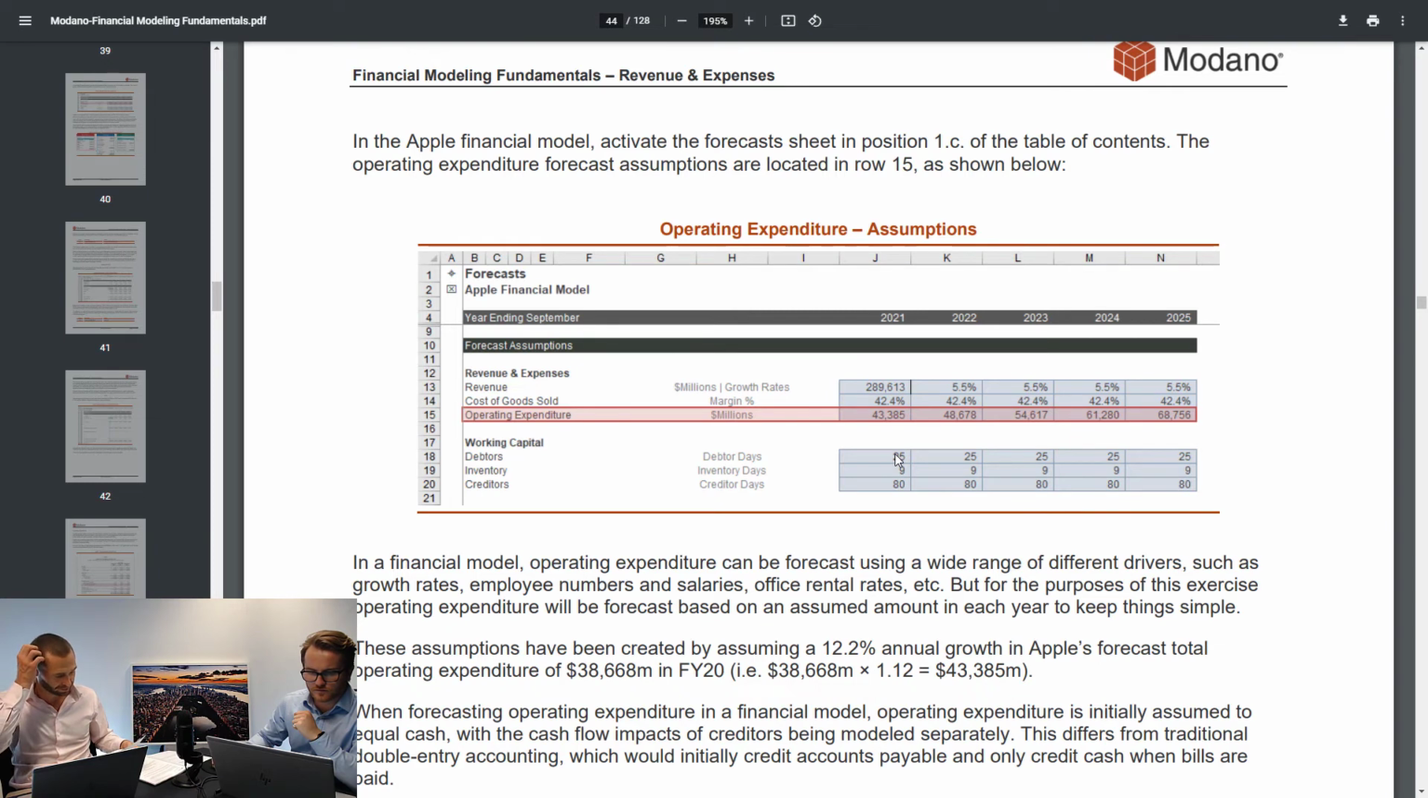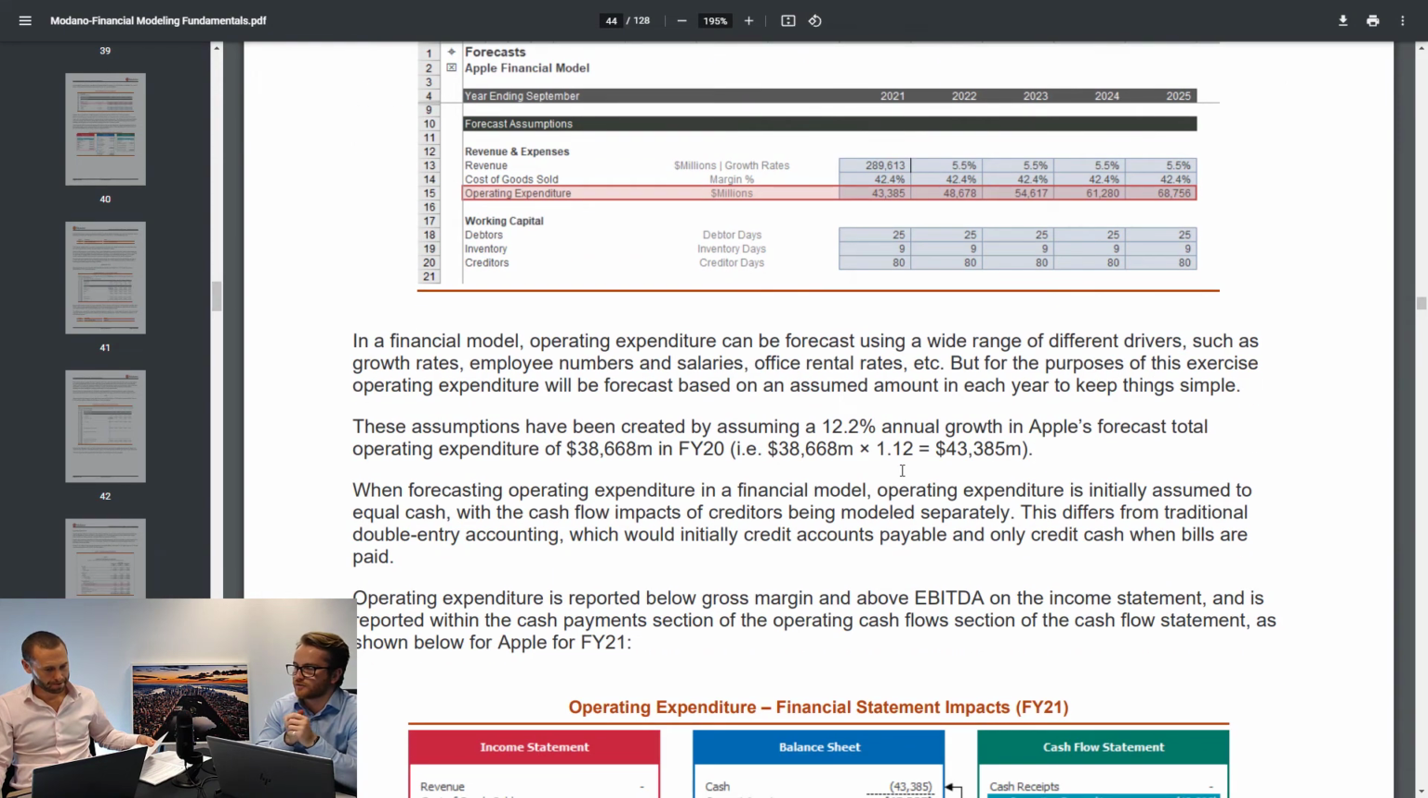I think what we've actually done, if you want to know the background behind our assumptions, is we just looked at the average growth rate between 2018, 19, and 20, and it was 12.2% in 19 and 20. So we're just assuming 12.2%, and we want to show you a different way of forecasting operating expenditure, so we're just doing amounts. So that 43,385 is actually a 12.2% increase on the 2020 number of 38,668. So it's a similar mechanic to revenue, but we're just showing a different way of modelling it.